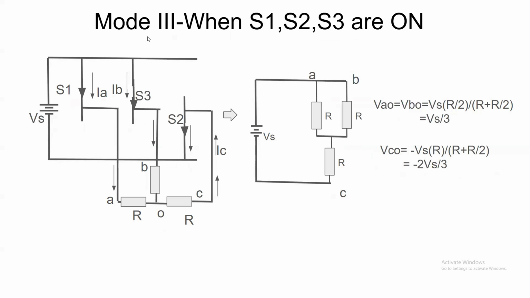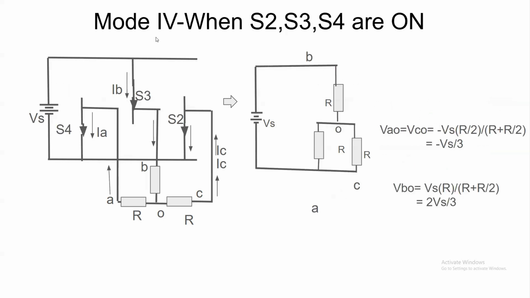Then this is mode 3, in which S1, S3 and S2 are in on condition. A and B terminals are connected to the positive terminal of Vs, and C terminal is connected to the negative terminal of Vs, which is drawn here. So VAO will be equal to VBO, which is equal to Vs by 3, and VCO is equal to minus 2 Vs by 3.